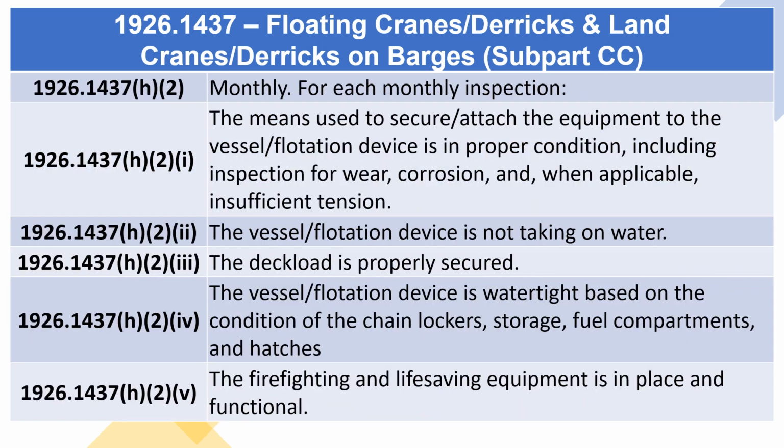1926.1437(h)(2) monthly. For each monthly inspection, 1926.1437(h)(2)(i) through (h)(2)(v): the means used to secure/attach the equipment to the vessel/flotation devices is in proper condition, including inspection for wear, corrosion, and, when applicable, insufficient tension. The vessel/flotation device is not taking on water. The deck load is properly secured. The vessel/flotation device is watertight based on the condition of the chain lockers, storage, fuel compartments, and hatches. The firefighting and life-saving equipment is in place and functional.